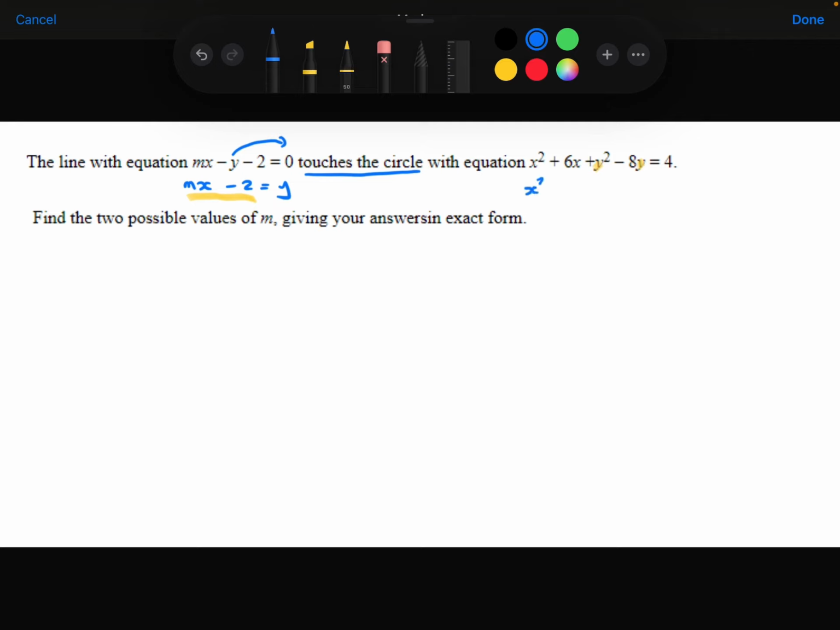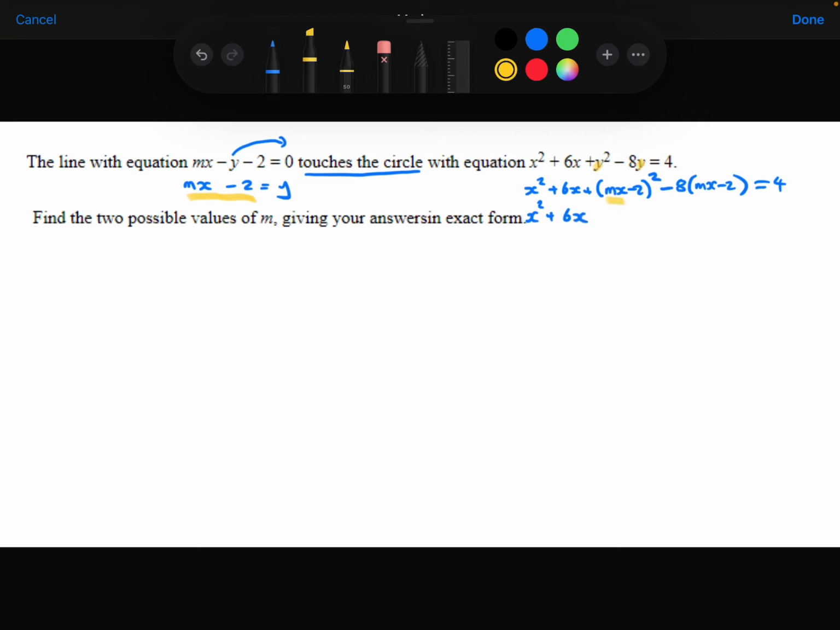So we'll still have the x squared and the 6x. My y is mx minus 2 squared, minus 8 lots of the y, which is the mx minus 2. And that has to equal 4. Right, expanding these brackets really carefully.